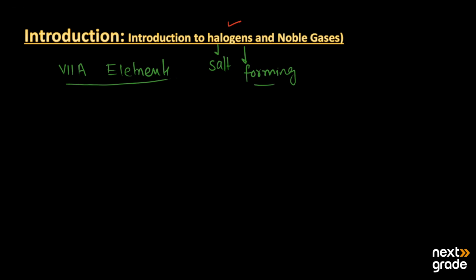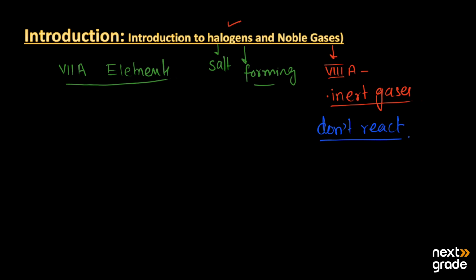On the other hand, we have noble gases. Noble gases are from the group 8A elements. These noble gases are highly inert gases. Now, why are they called inert as well as noble gases? Because they do not react with any other substance. They do not participate in any type of chemical reaction.